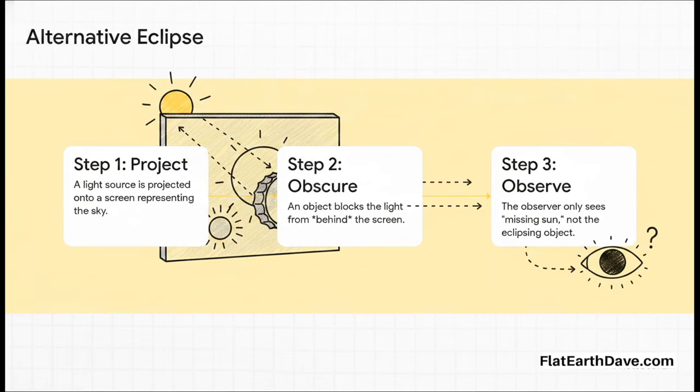Now, to explain this a bit more, he proposes this really interesting experiment. Imagine the sun we see isn't the real sun, but more like a projection on a screen. He shows that if you put a light source behind, say, a paper towel, and then you block that light with a bottle cap from behind, what do you see from the front? You only see the light disappear. You never actually see the object that's causing the eclipse, which, he argues, is exactly what happens in the sky.